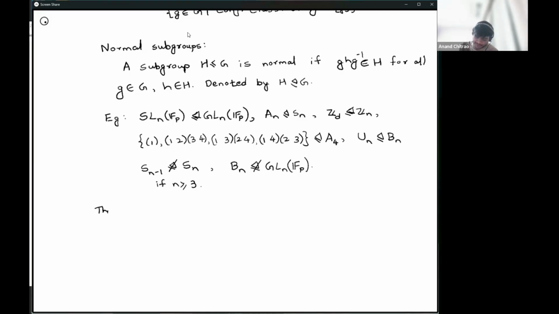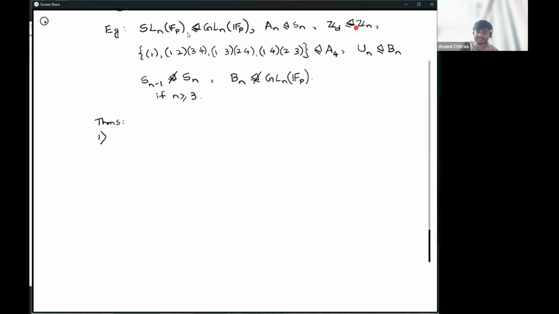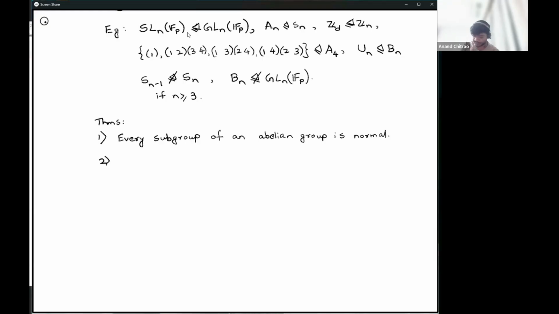Then let me tell you some theorems. As you saw in the example of Zn, every subgroup of an abelian group is normal. Second, these are some theorems which you can memorize. These are really useful.